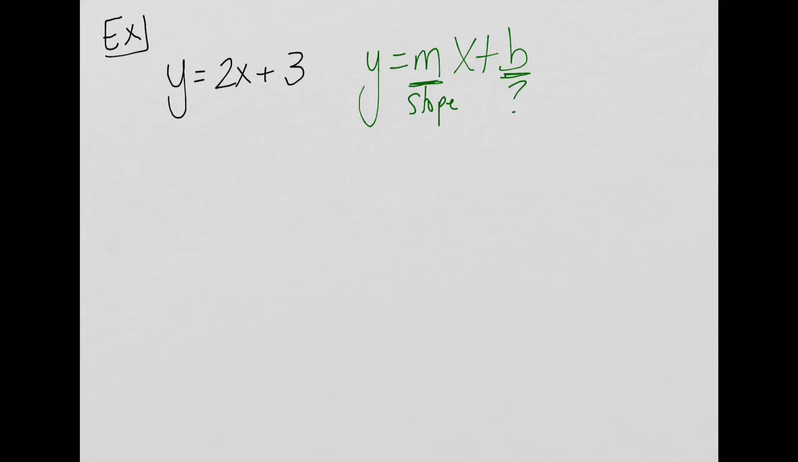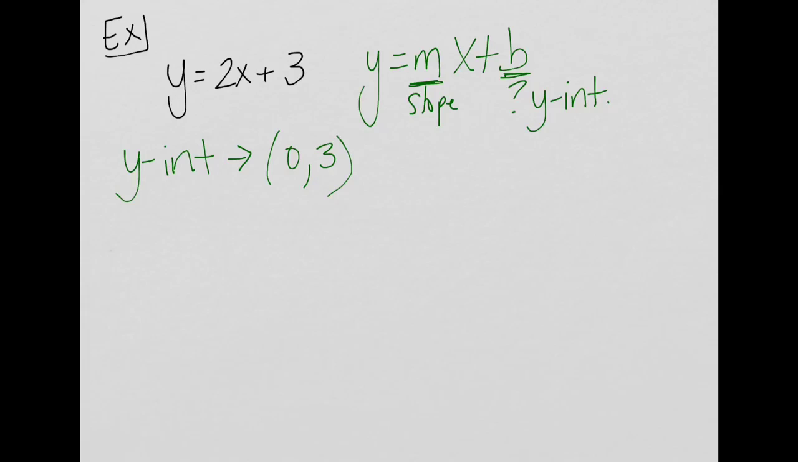Well, hopefully you're remembering b is my y-intercept. So in this form, if we're in slope-intercept form, you already know what your y-intercept is. My y-intercept here is going to be the point (0, 3). I'm going to go up 3 on the y-axis.